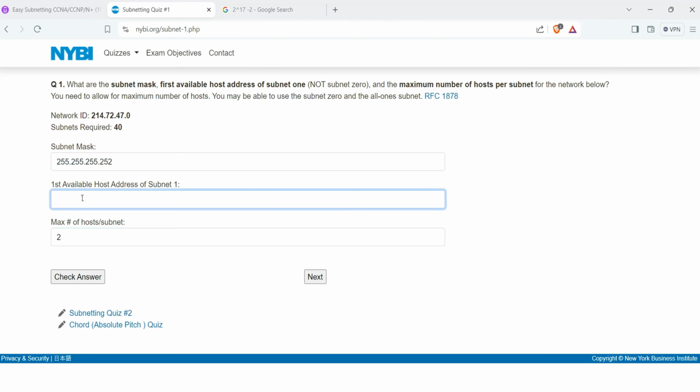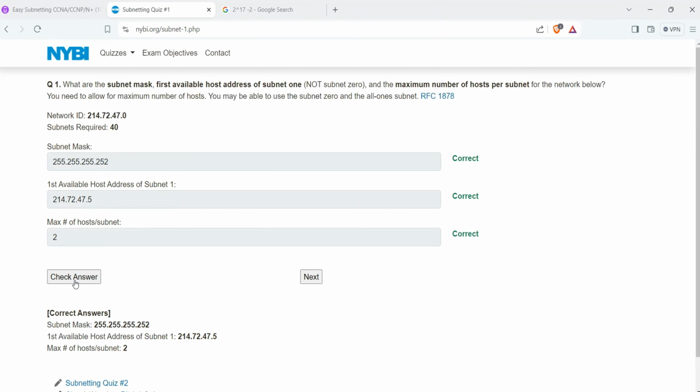What is the first host? Well, I borrowed what? 6 bits. What is the value of the last bit? 4. 0, 4, 8. It's between 4 and 8. 4 is the network ID. 7 is the broadcast. 5 is the first host. .72.47.5 and check answer. There we go. If you could do 10 straight without a mistake, you are good.